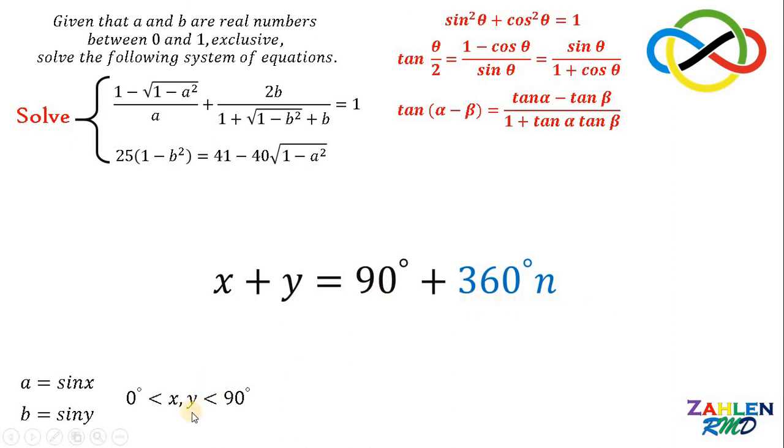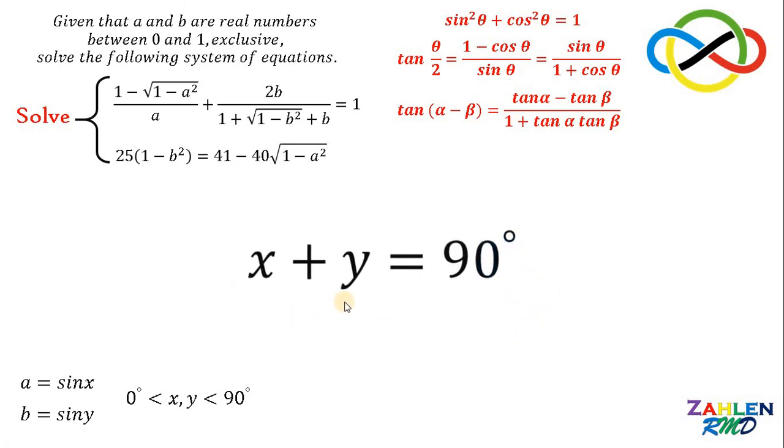Now, take note that the values of x and y are between 0 and 90 degrees. Therefore, the sum x + y must be less than 180 degrees. Therefore, we don't need this 360°n, because we said earlier that the sum of x and y must be less than 180 degrees. Therefore, this n is just 0. So, we have x + y = 90°.